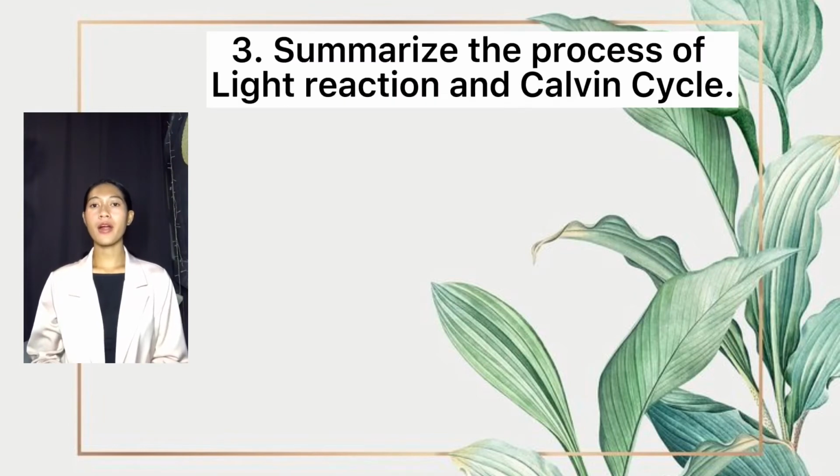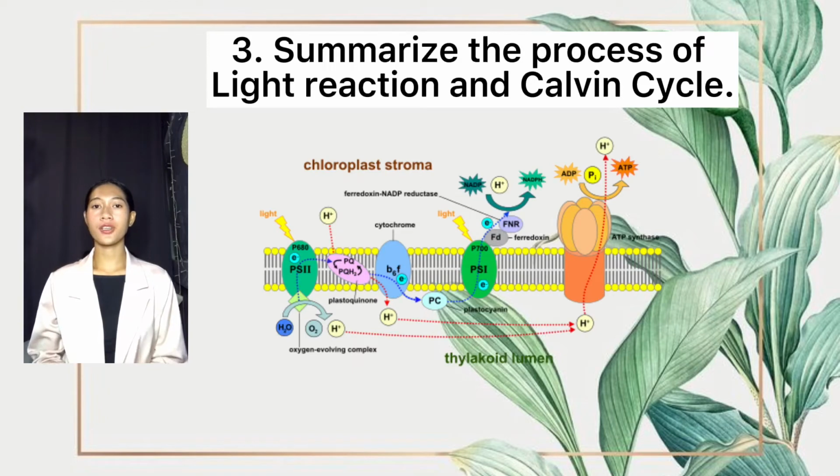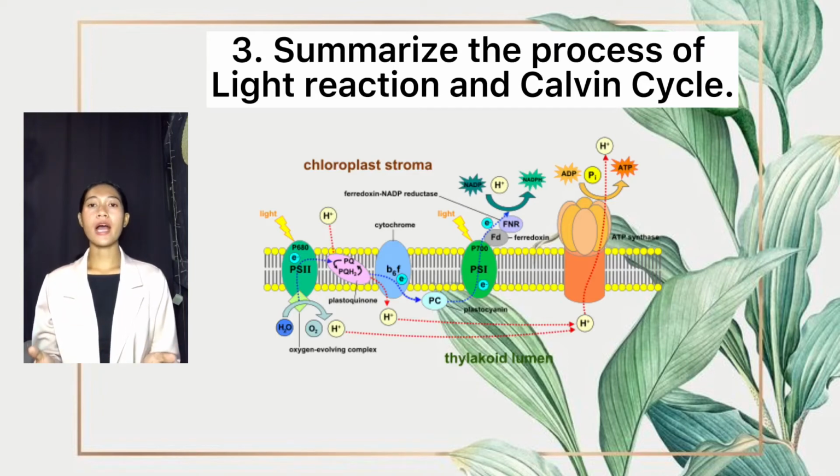Number 3. Summarize the process of light reaction and Calvin cycle. Light reaction is the first stage of the photosynthesis process in which solar energy is converted into chemical energy in the form of ATP and NADPH. The protein complexes and the pigment molecules help in the production of NADPH and ATP. In light reactions, energy from the sunlight is absorbed by the pigment chlorophyll and is converted into chemical energy in the form of electron charge carrier molecules such as NADPH and ATP.